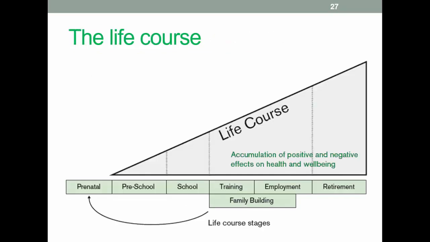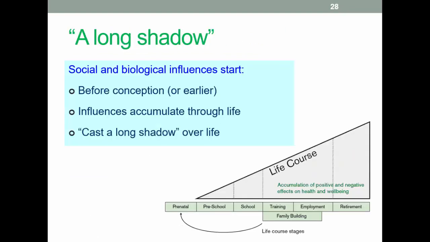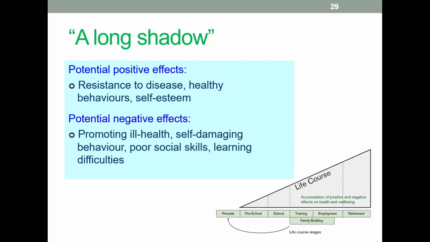Okay, the life course. I'll move on and we'll talk a little bit about this. This is taken from the Marmot Review. The diagram identifies key life stages and makes the point that both negative and positive influences start early in life, and in some cases even before conception in the health of parents, what are called epigenetic factors. From this early start, such factors accumulate through life. They cast a long shadow, and we'll look at this in more detail in the next part of the lecture.